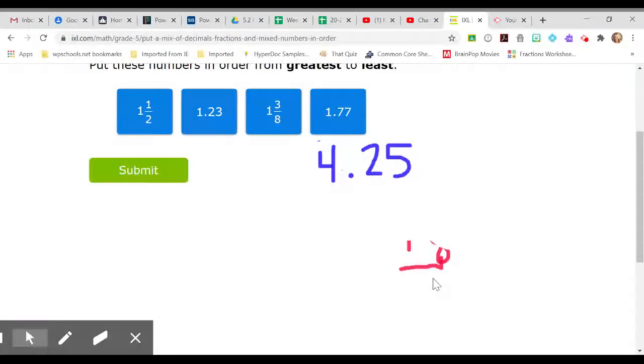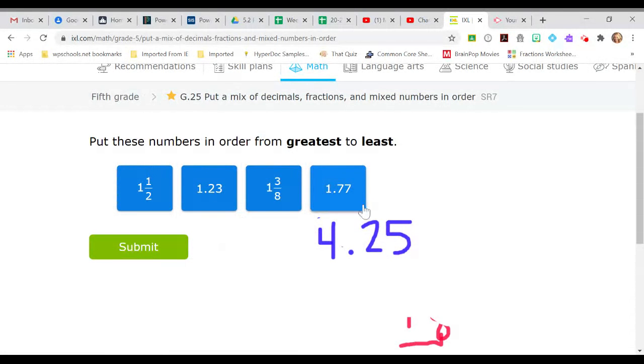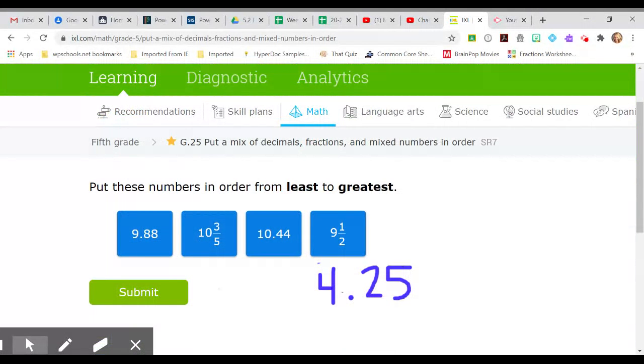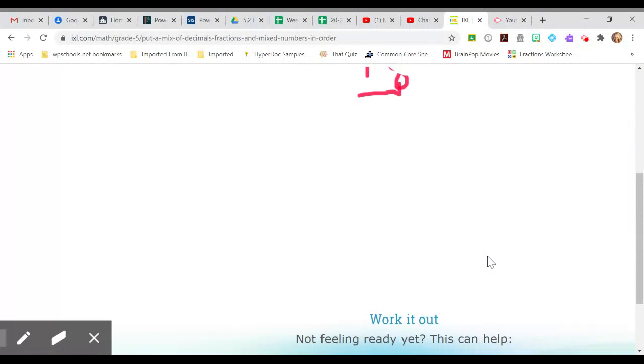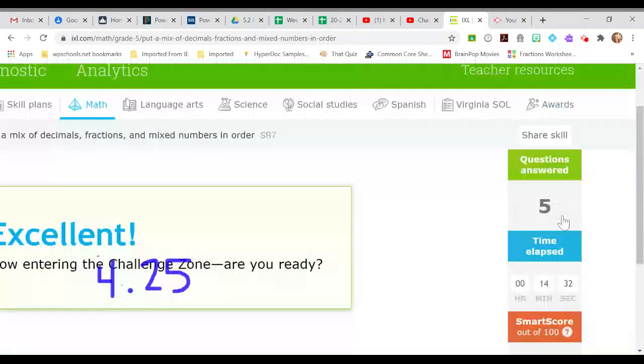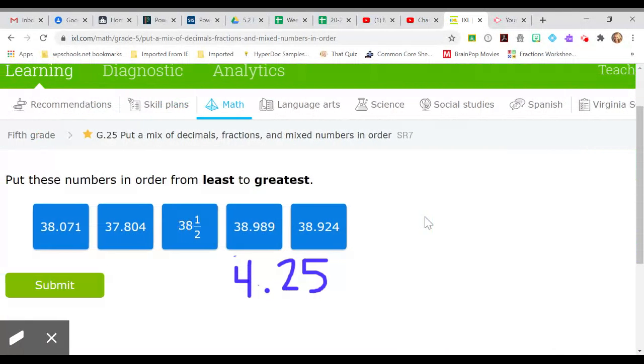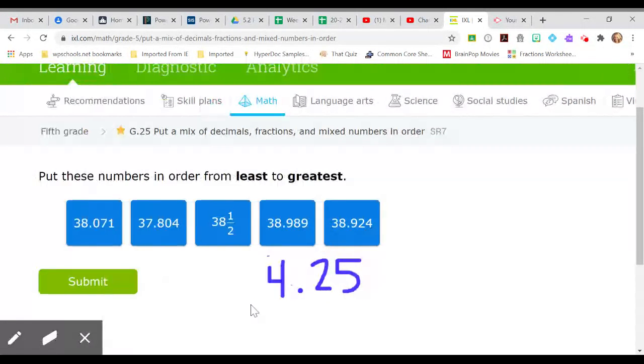All right. Greatest to least again. I'm going to do this one really quickly. And then let's see if I get one of those mixed ones. No. I wonder if I can skip another level. Oh, am I in the challenge zone? All right, this one looks scary.